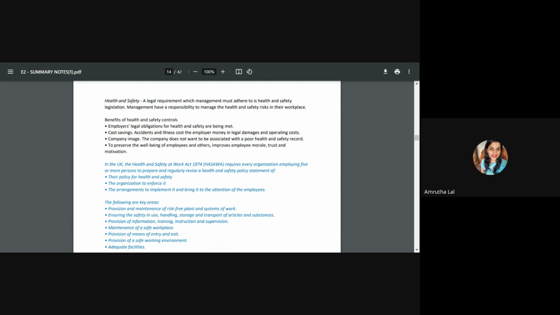Talking from the viewpoint of employees, they'll feel more secure to work in a place where these health and safety controls are in place. Okay. It enhances the company image. So it will give the signal to the public that it's a safe workplace to work for.